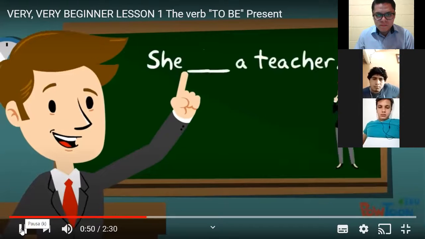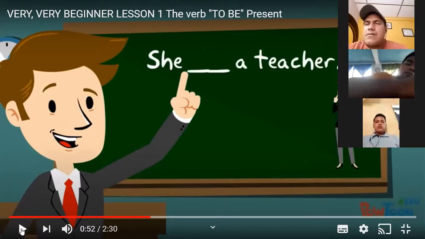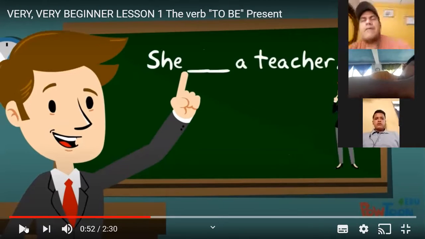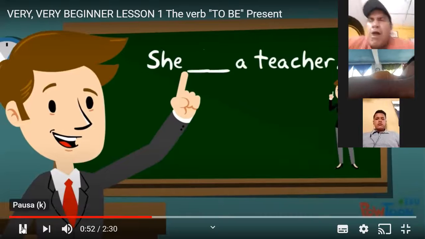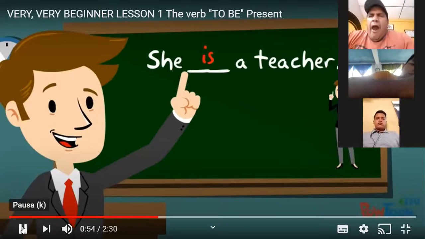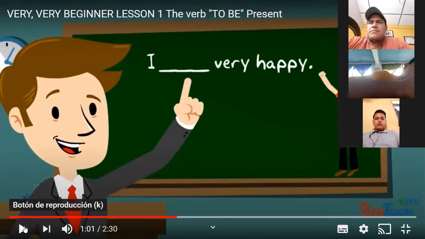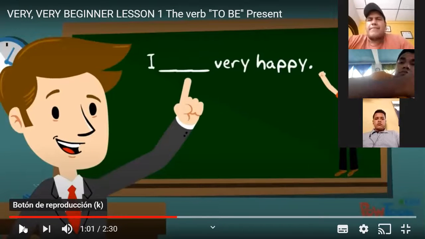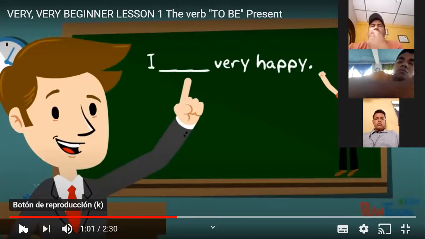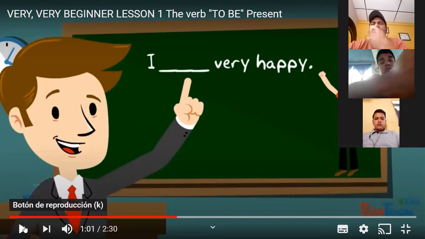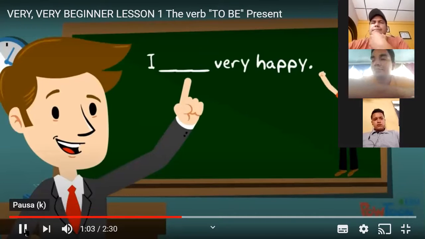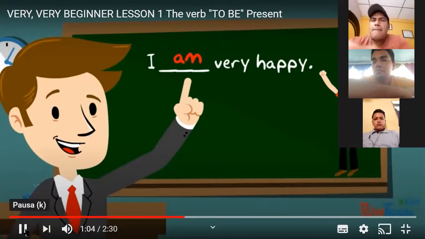She a teacher. Yenin? She is. She is a teacher. I'm very happy. Julio Herrera, what is the verb to be? I am very happy. Okay, I am very happy.